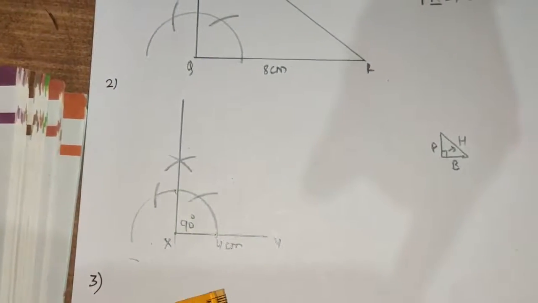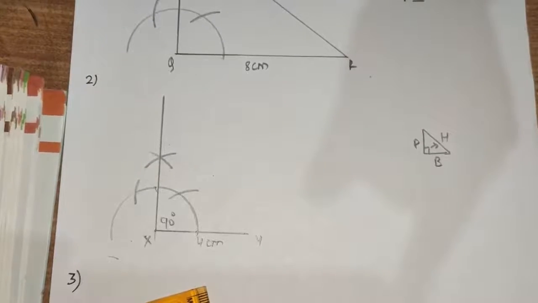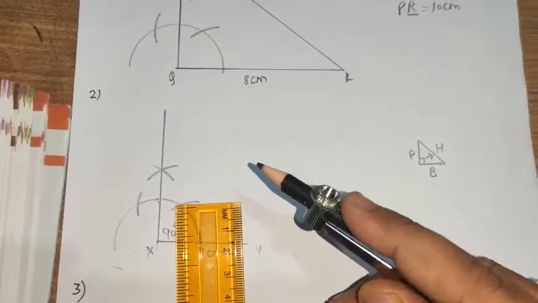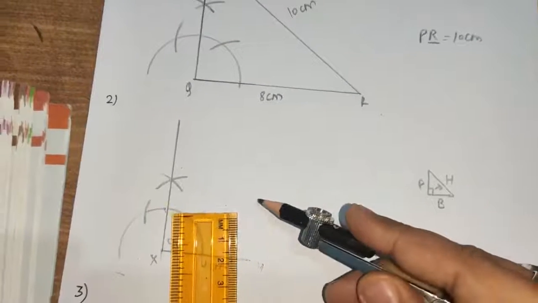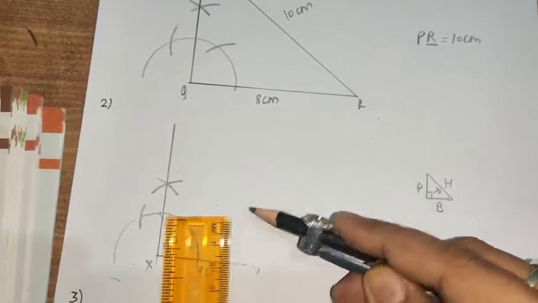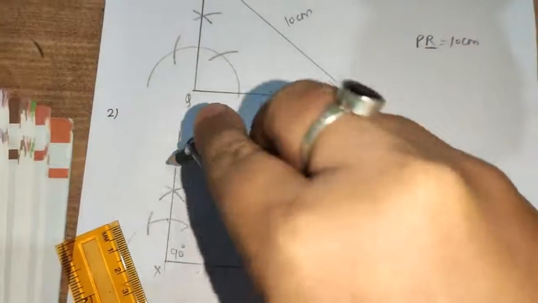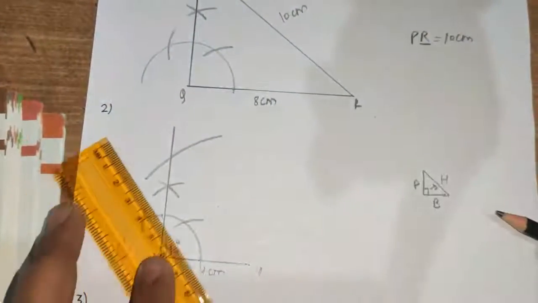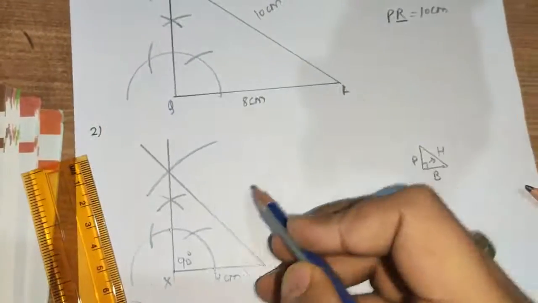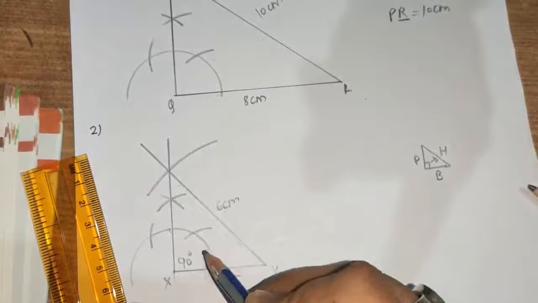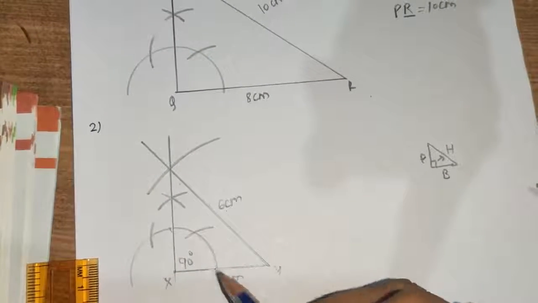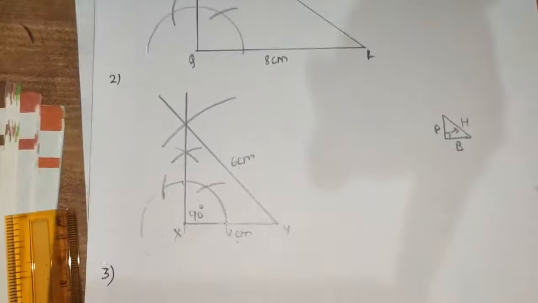Now make an arc of 6 centimeter from Y because this is hypotenuse which is opposite to the 90 degree angle. Take 6 centimeter in the compass and then make an arc and this line is of 6 centimeter which is hypotenuse here 6 centimeter. जो 90 डिग्री के अपोजिट में होती है that is called hypotenuse. This is base, this is perpendicular. Draw this triangle like this.